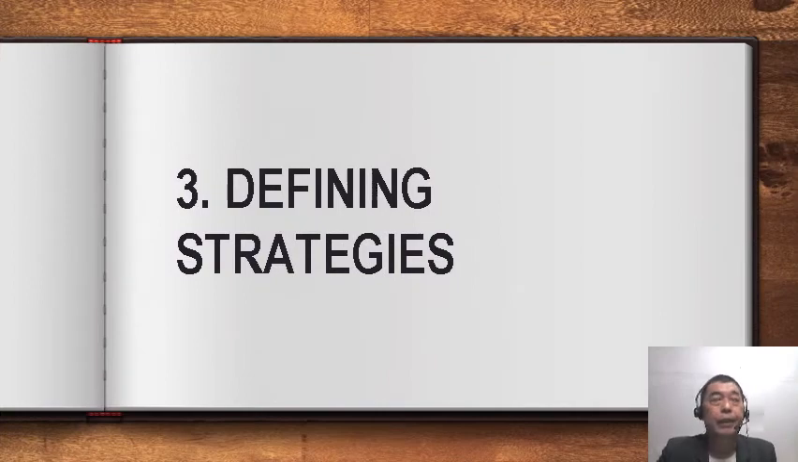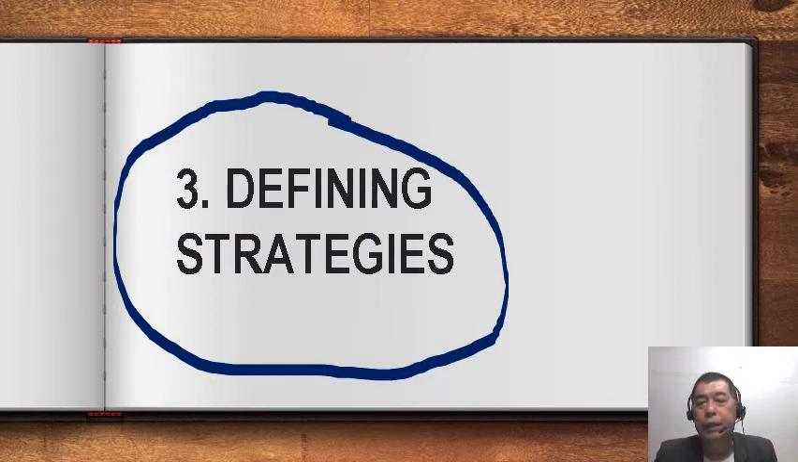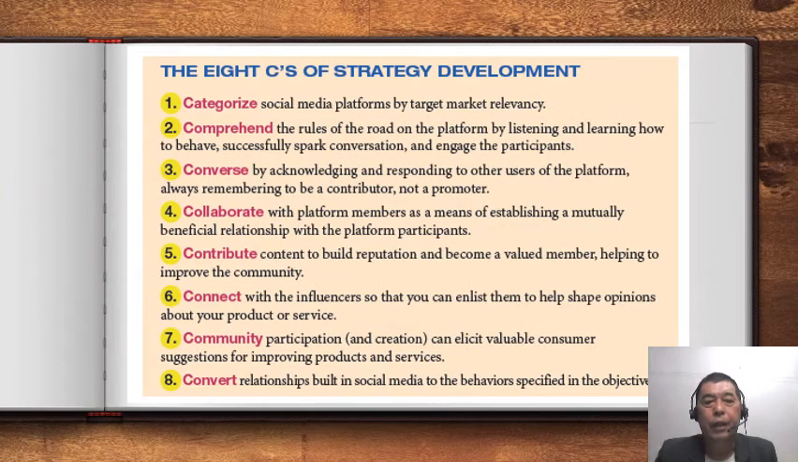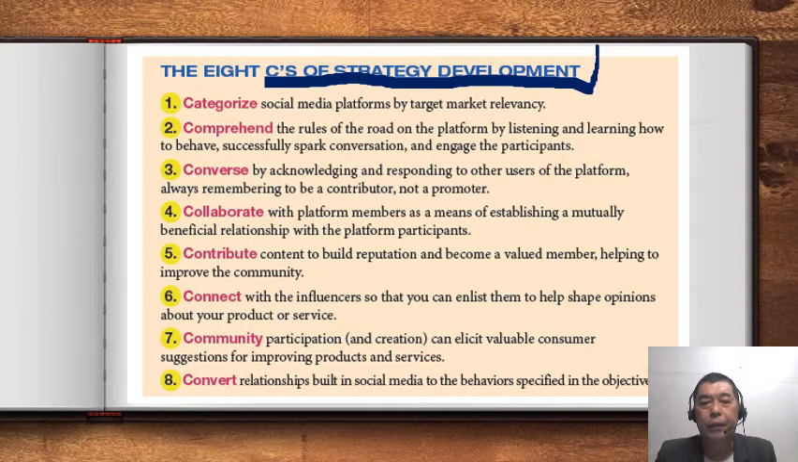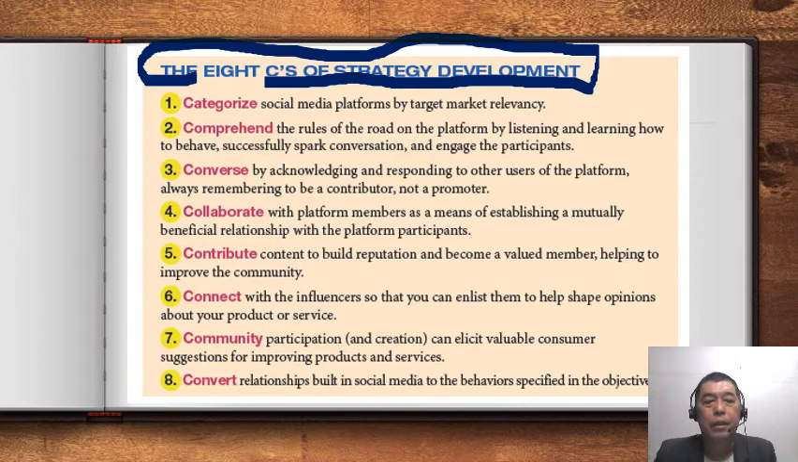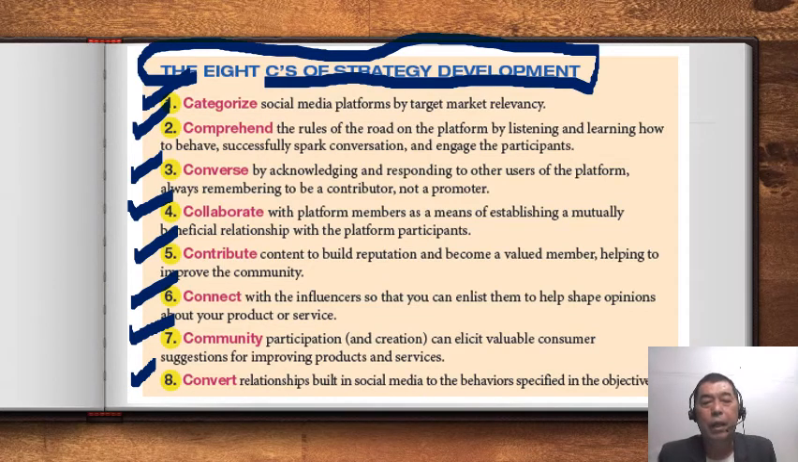So, after setting up your goals and objectives, you come to the next process, which is defining strategies. All of these processes fall under planning. So you define your strategies. There are 8 C's of strategy development: categorize, comprehend, converse, collaborate, contribute, connect, community, and convert.